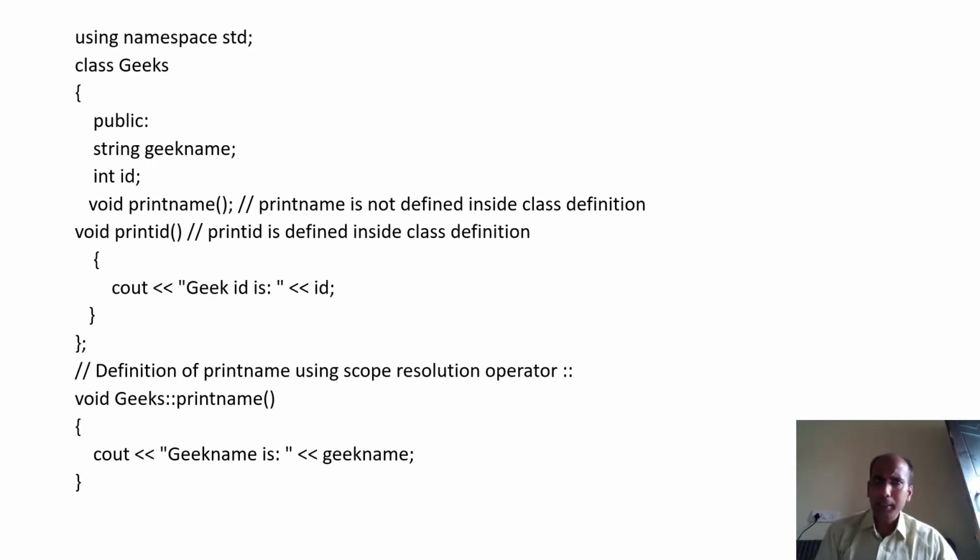For example, you are seeing the example given here. In this example, there are two functions, print name and print ID. Both are member functions. Print ID is defined inside the class, but print name I have just declared inside the class. How to define this outside the class? You can see the return type, that is void. Class name is gigs, scope resolution, function name is print name. Even though it is defined outside the class, this belongs to the class gigs.